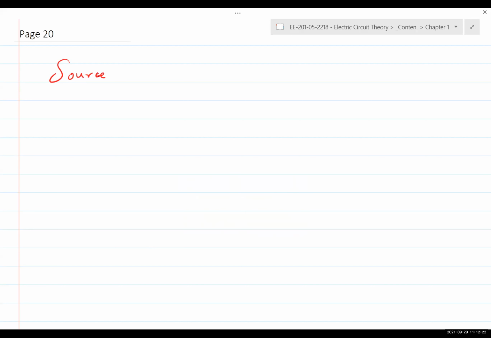And the two categories are source and load. A source and a load. Okay. So a source, again, self-evident by its very name, is supplying something, is providing something, right? It's a source for something. So in electrical engineering, a source is something that supplies energy. A load is something that consumes energy.